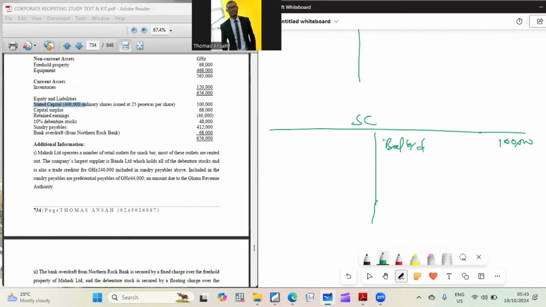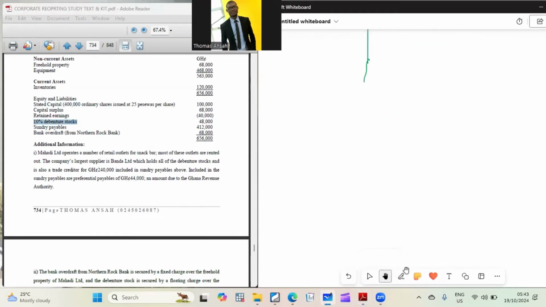How many shares constitute that 100,000? 400 shares. 400,000. Okay, so it means it's 400,000 shares. You can note that somewhere, anywhere. Then you have a 10% debenture, so create an account for your 10% debenture. Please wait for the 400,000.